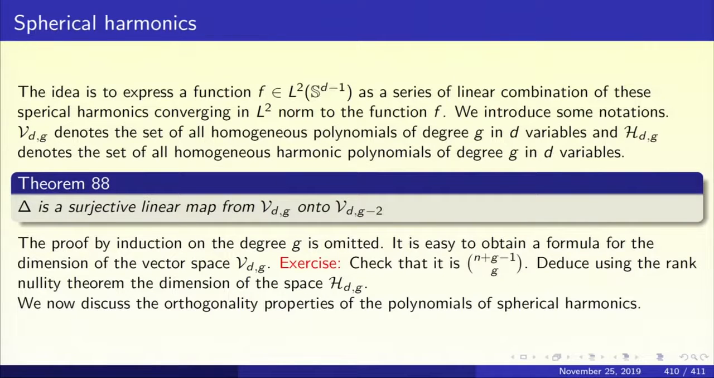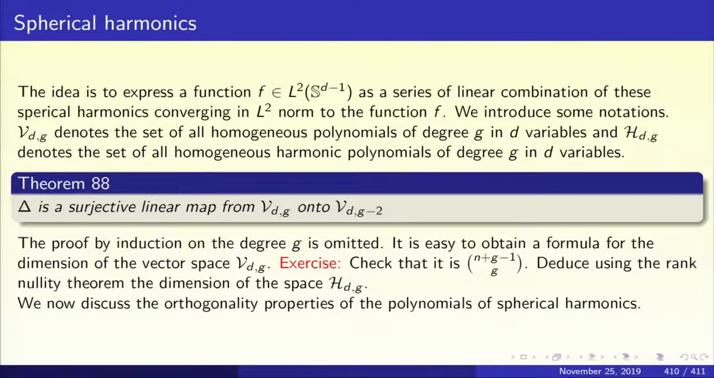So the Laplacian is a surjective linear transformation from V_d^g to V_d^(g-2). The rank-nullity theorem will tell you that the dimension of H_d^g is the dimension of V_d^g minus the dimension of V_d^(g-2). The dimension of V_d^g is well known. It's an exercise that is displayed in the slide. It is (d+g-1 choose g). So we know the dimension of V_d^g, we know the dimension of V_d^(g-2), and so we know the dimension of H_d^g, the difference of these two numbers.